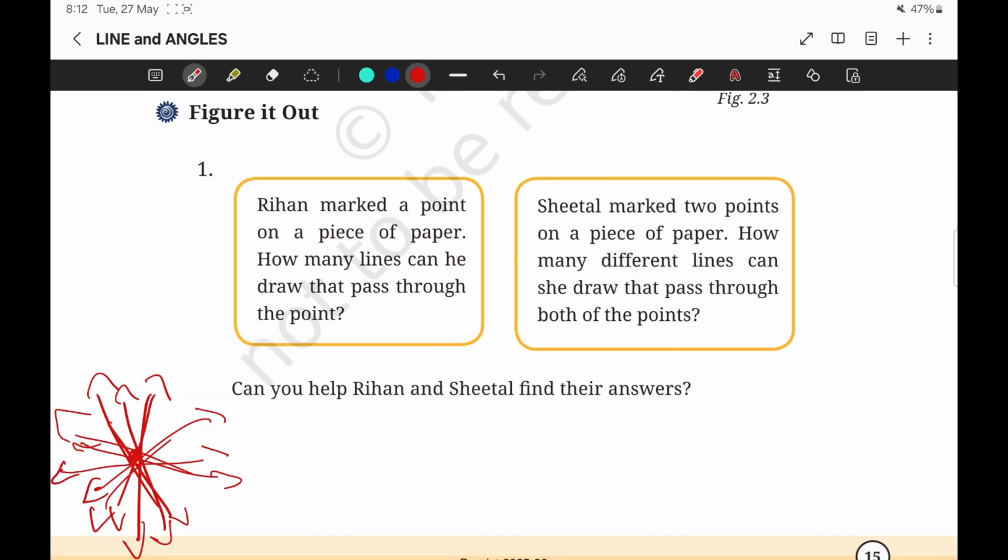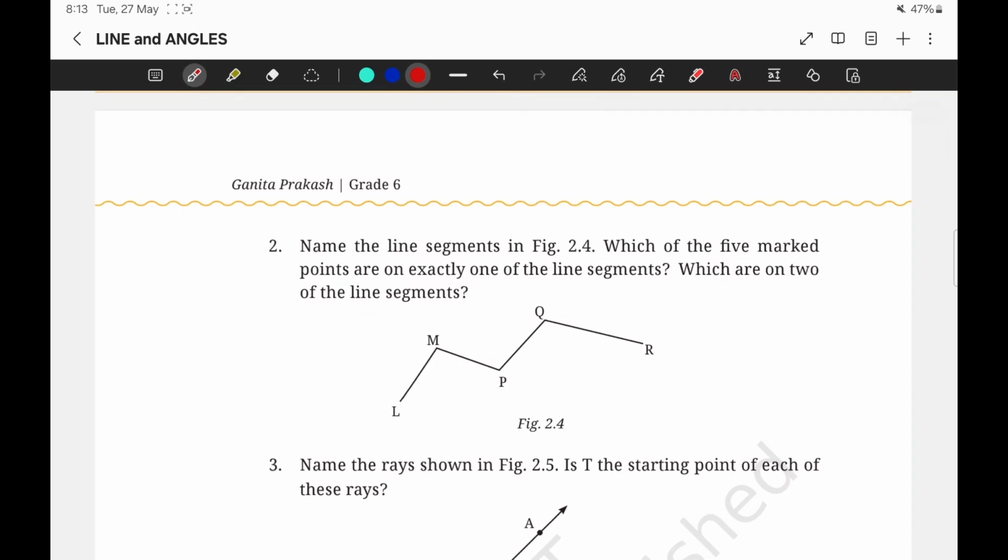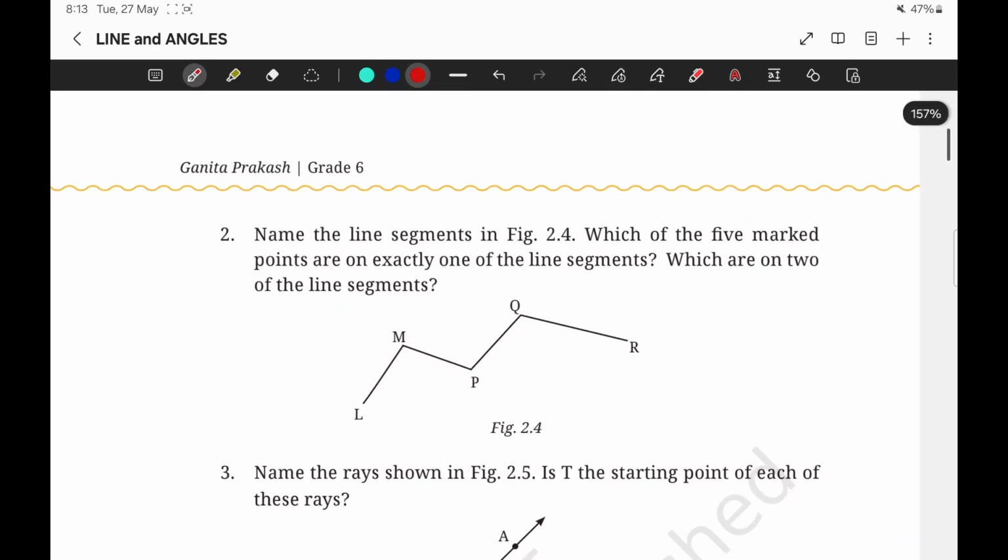Next, Seetal marked 2 points on a piece of paper. How many different lines can she draw that pass through both of them? She can draw only one line. That's the answer.